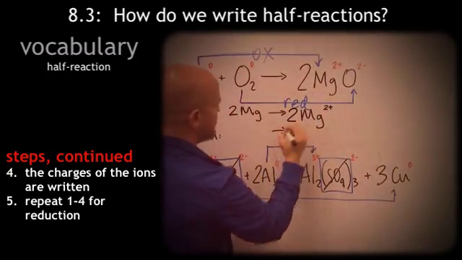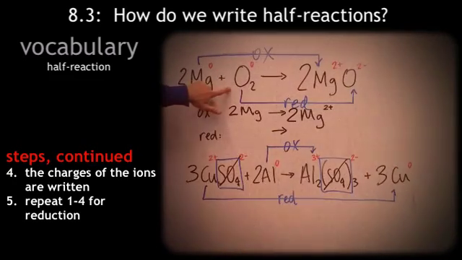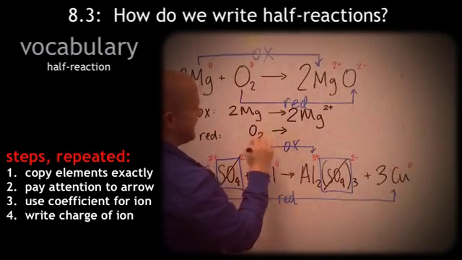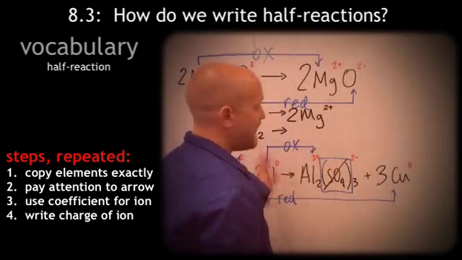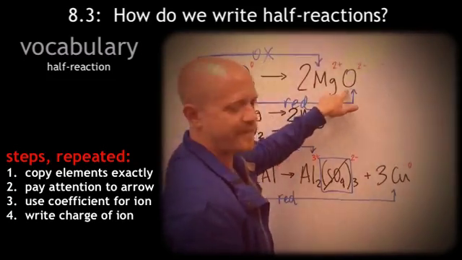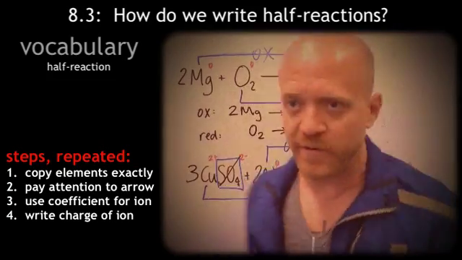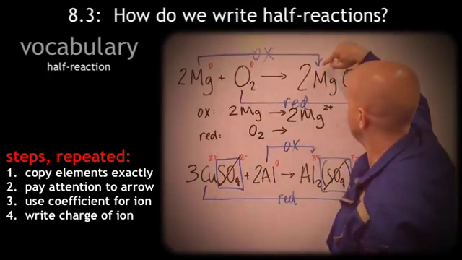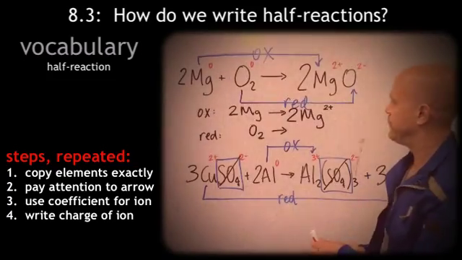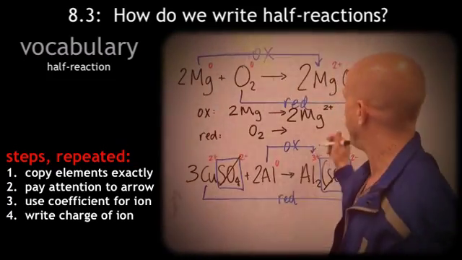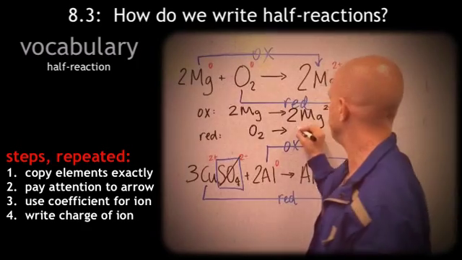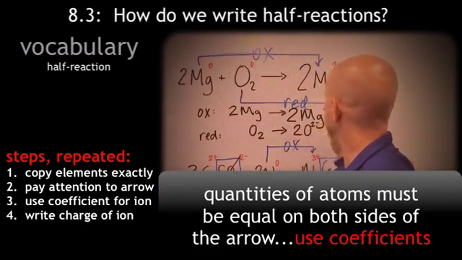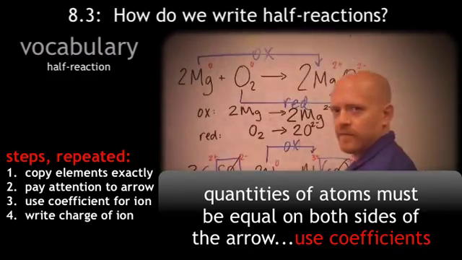Now I'm going to do my reduction half reaction, which deals with the oxygen. I'm going to copy this element exactly as it's written. Now I'm going to write down this oxygen. But if you pay attention and think distributive property, this coefficient of 2 in front of it refers to the magnesium and the oxygen. So I have to indicate down here at the bottom that I actually have 2 oxygens. So this is 2O with a 2 minus. I know it's a little jumbled in here, but you get the picture.